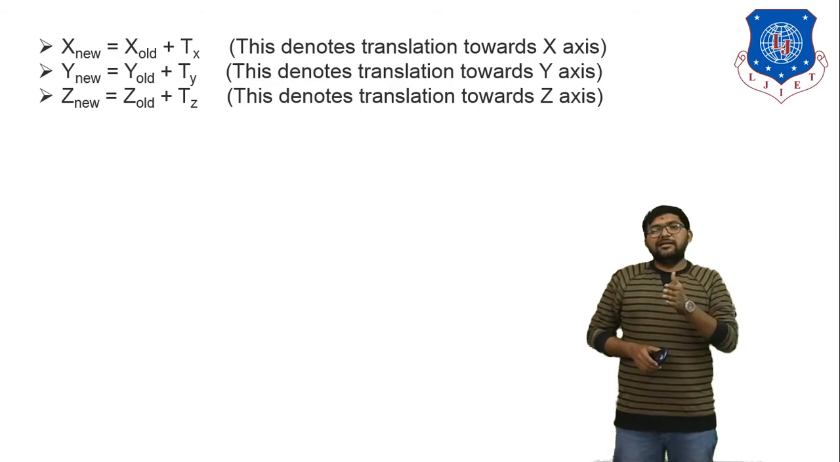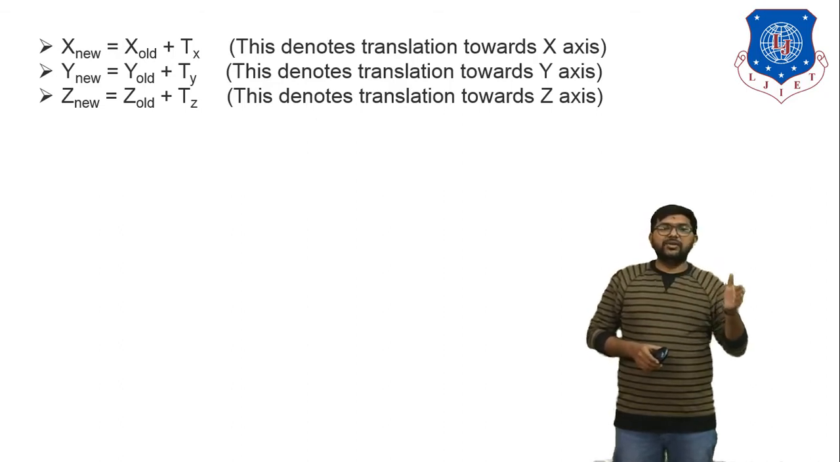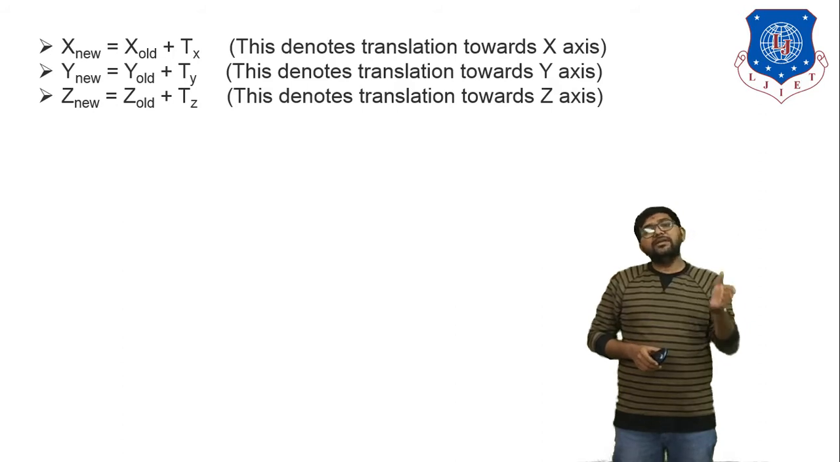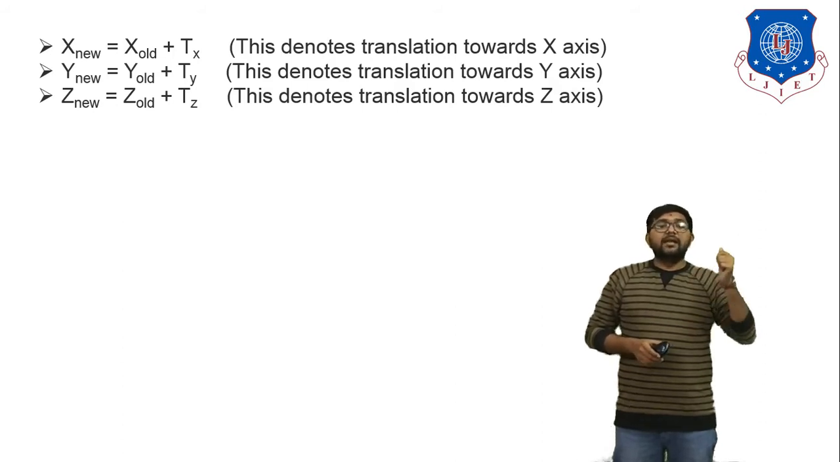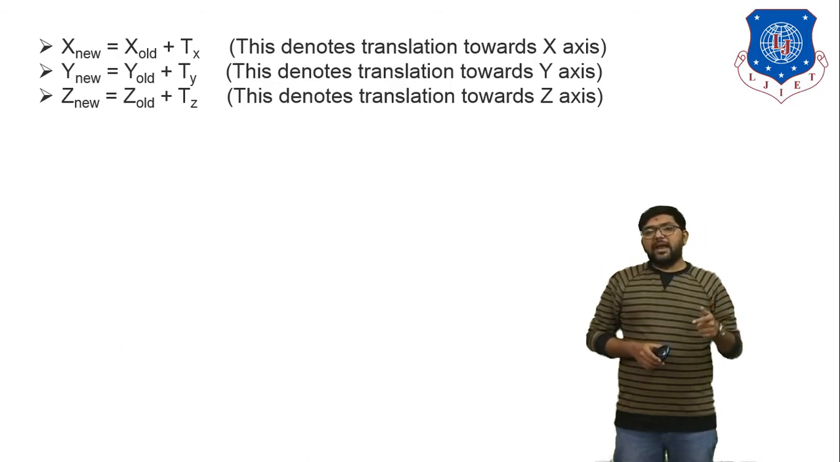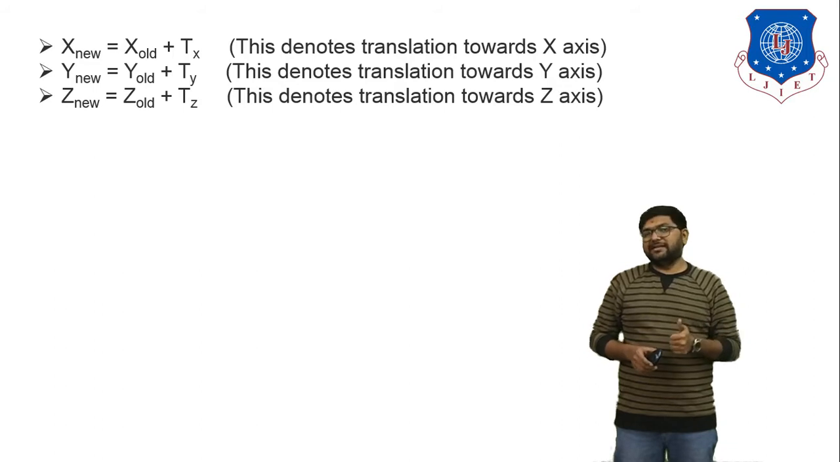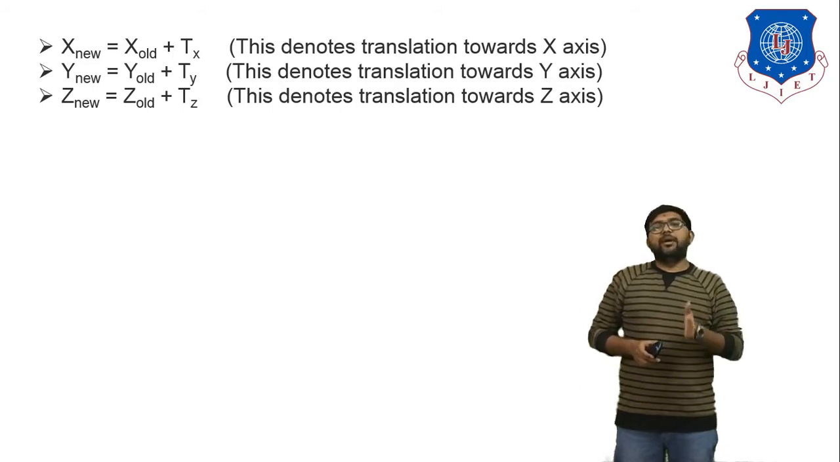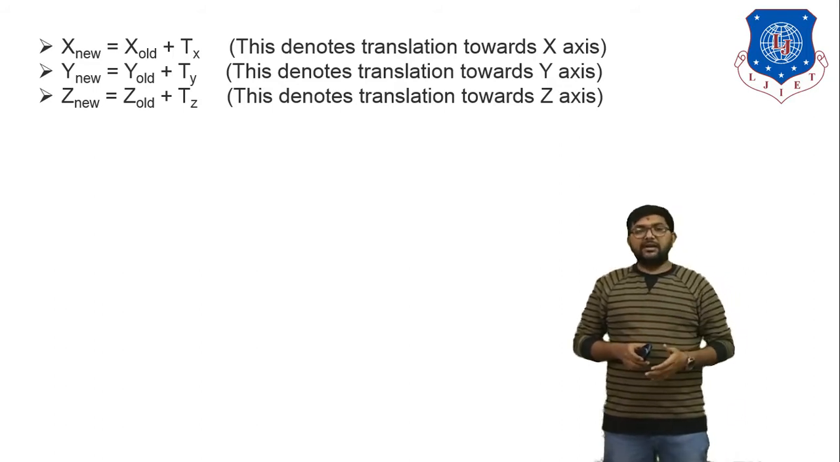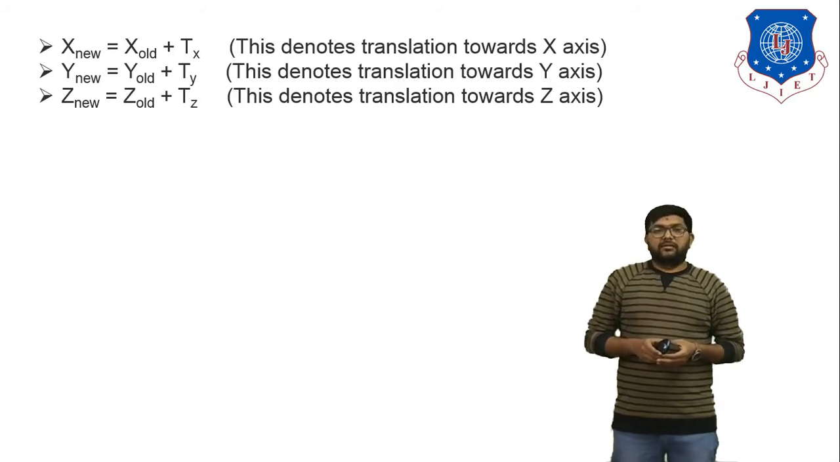So that is the relationship between the x new coordinate and the x old coordinate: x new is equal to x old plus tx. Okay, what is y new? Y new is equal to y old plus ty, and what is z new? Z new is equal to z old plus tz. So that is the simple translation in three-dimensional geometric transformation.